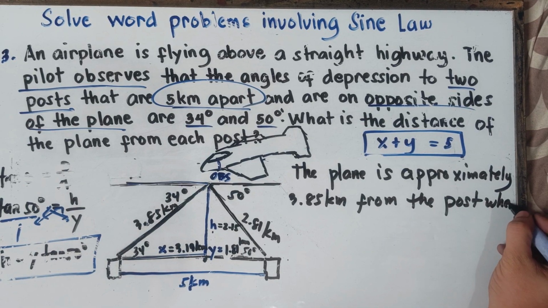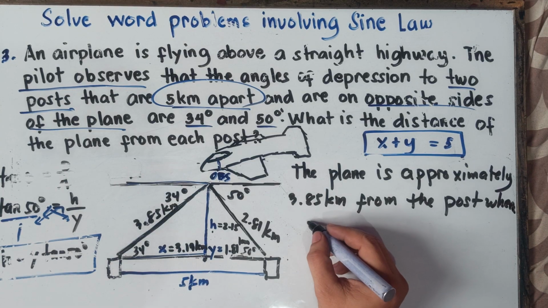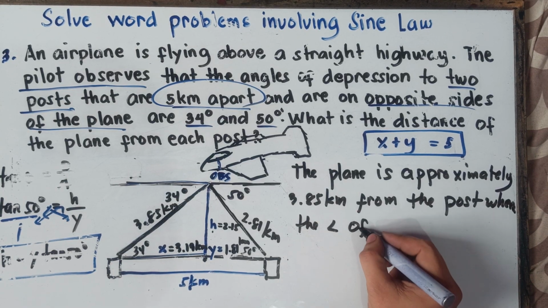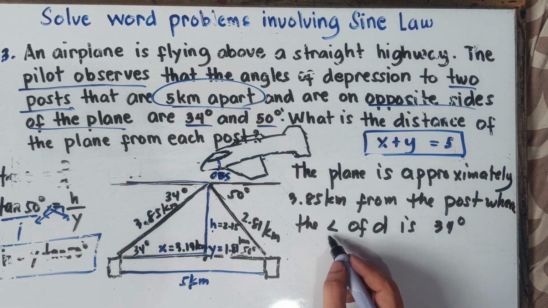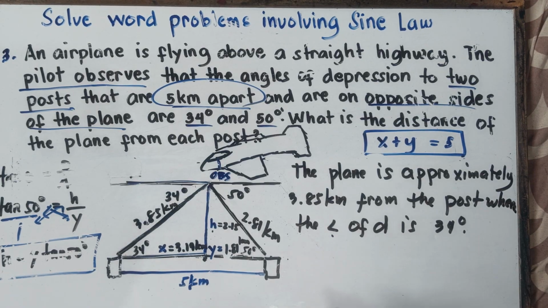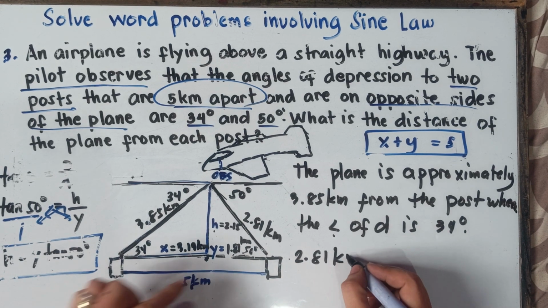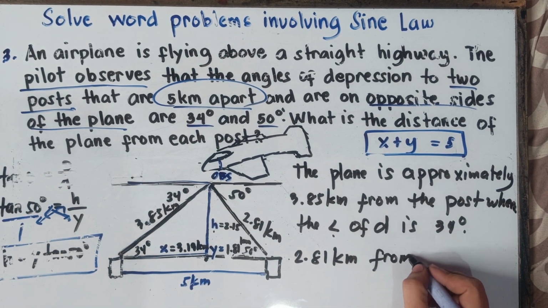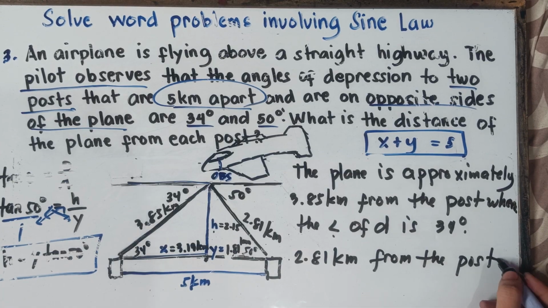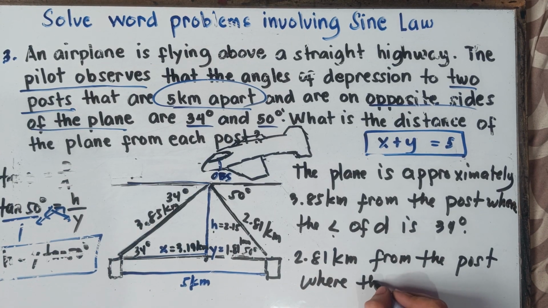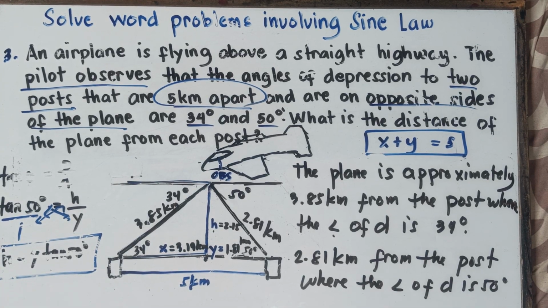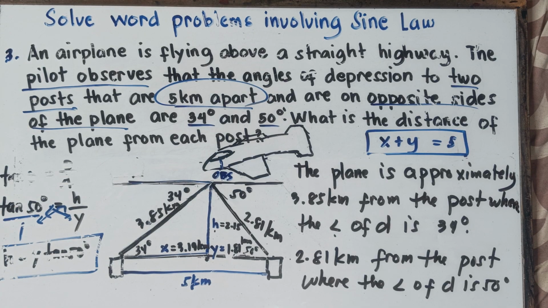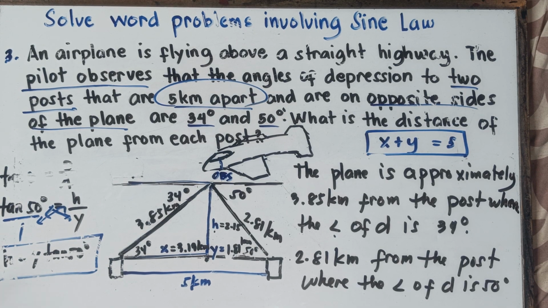where the angle of depression is 34 degrees. So I will just put this one, class, symbol angle of depression. We don't have enough space, class, I do apologize. And then the other one, there will be 2.81 kilometers, this one right here, from the post where the angle of depression is 50 degrees. And that's it, class. We're all set. Quite complicated, right? That's the answer, class, with regards to example number 3.